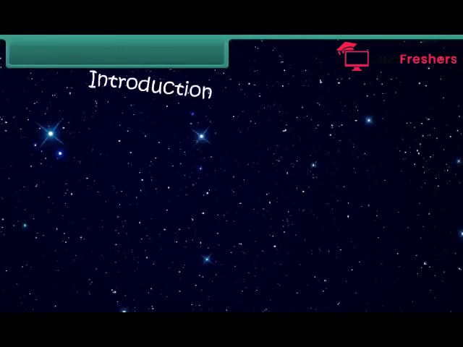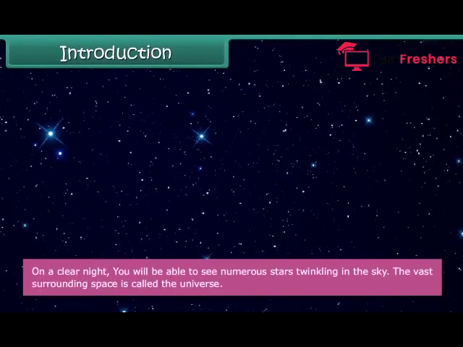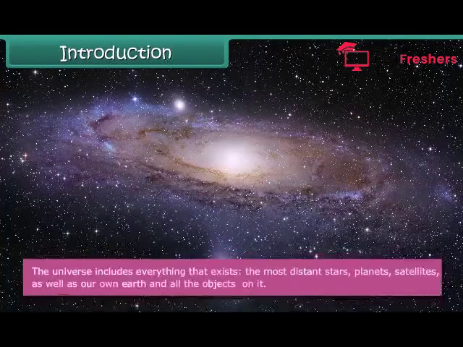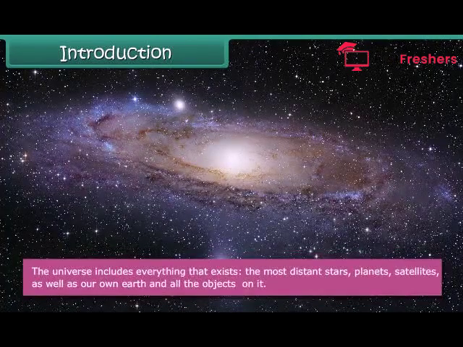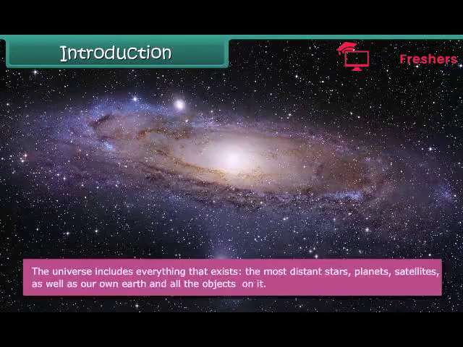Introduction. On a clear night, you'll be able to see numerous stars twinkling in the sky. The vast surrounding space is called the universe. The universe includes everything that exists: the most distant stars, planets, satellites, as well as our own Earth and all the objects on it.